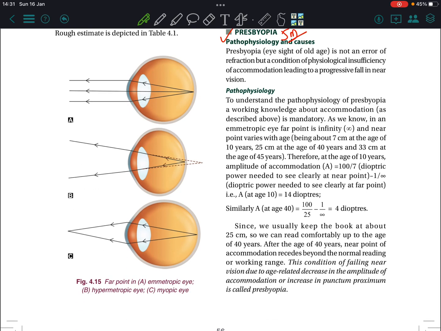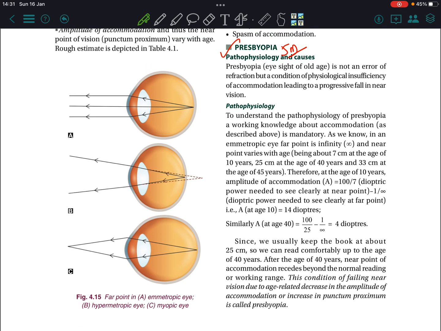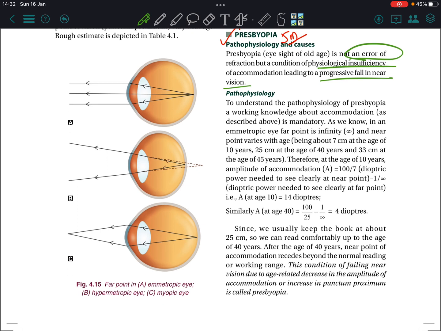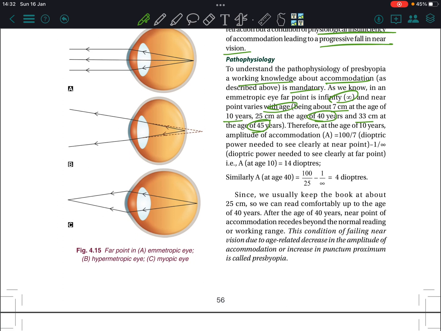Next one is presbyopia. Presbyopia is not an error of vision but a condition of physiological insufficiency of accommodation, leading to progressive fall in near vision. Pathophysiology: to understand the pathology of presbyopia, working knowledge about accommodation is mandatory. As we know, in an emmetropic eye, far point is infinity and near point varies with age, being about 7 cm at the age of 10 years, 25 cm at the age of 40 years, and 33 cm at the age of 45 years.